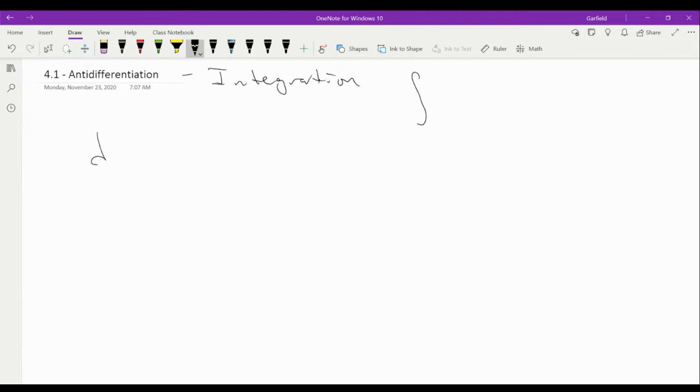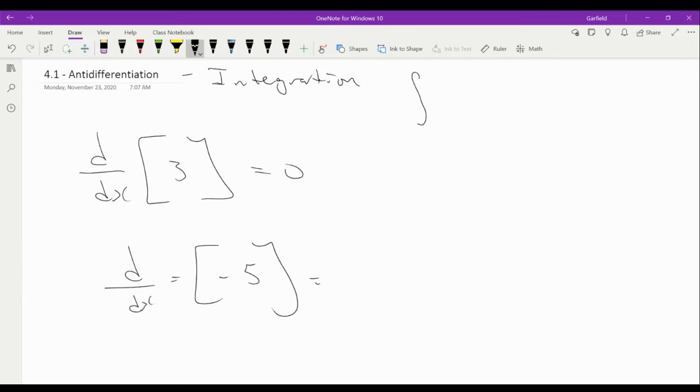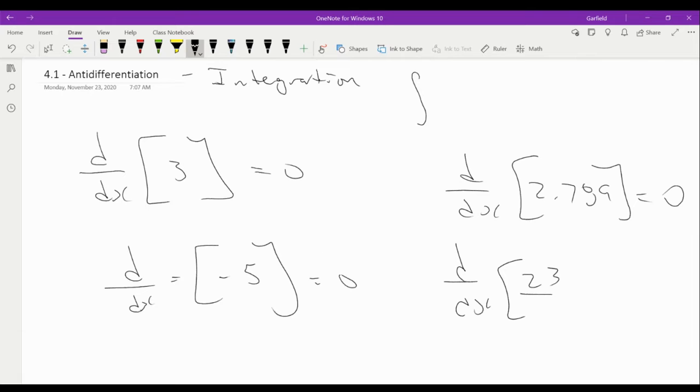Now, let's go back to derivatives. What would the derivative of 3 be equal to? Zero. How about the derivative of -5? Zero. How about the derivative of 2.789? Zero. How about d by dx of 23/5? Zero. I think it's fair to say that the derivative of any constant is going to be equal to 0. It doesn't matter if it's positive, negative, a fraction, or a decimal. As long as it's a constant, it's going to give us 0.